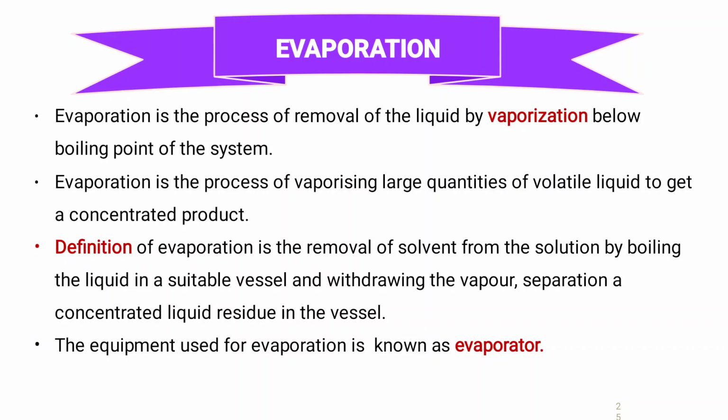In pharmaceutical dosage form manufacturing, such as solutions and suspensions, we need the evaporation process to remove a large quantity of liquid and make a concentrated product without changing its present constituents or substance. So this is called evaporation. Liquid to vapor conversion is also called evaporation: conversion of liquid into vapor by supplying heat.